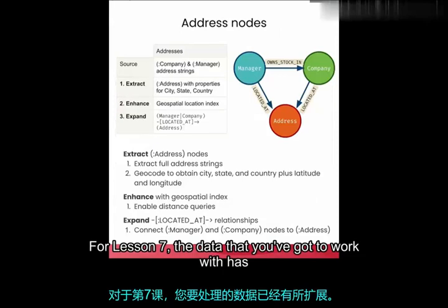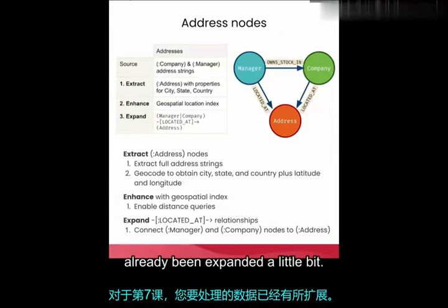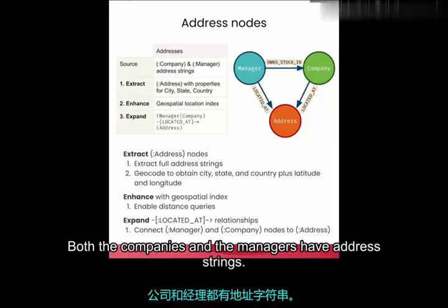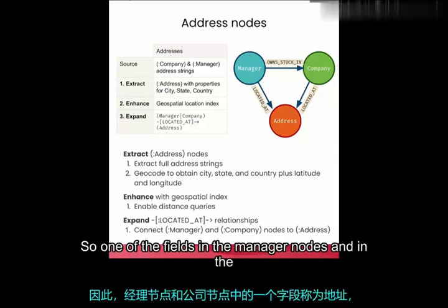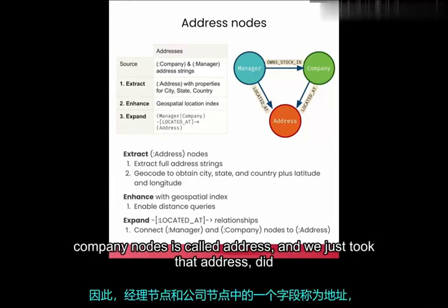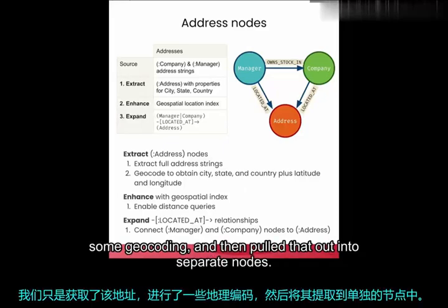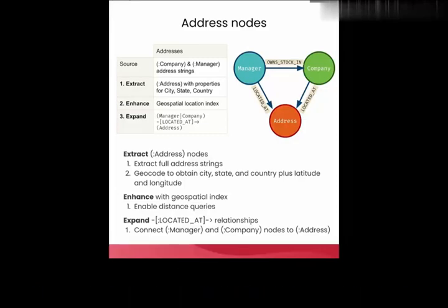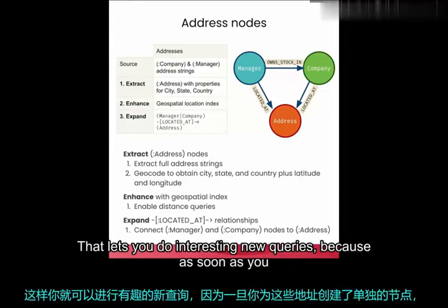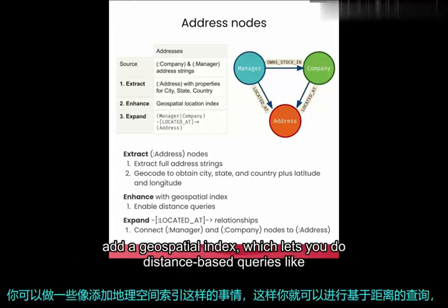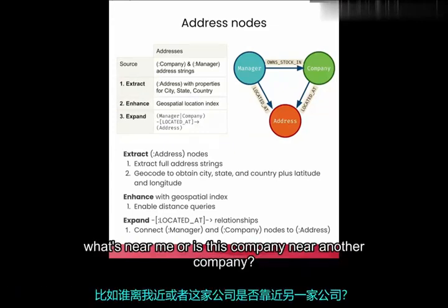For Lesson 7, the data that you've got to work with has already been expanded a little bit. Both the companies and the managers have address strings. So one of the fields in the manager nodes and in the company nodes is called address. And we just took that address, did some geocoding, and then pulled that out into separate nodes. That lets you do interesting new queries because as soon as you have a separate node for these addresses, you can do something like add a geospatial index, which lets you do distance-based queries like what's near me or is this company near another company.